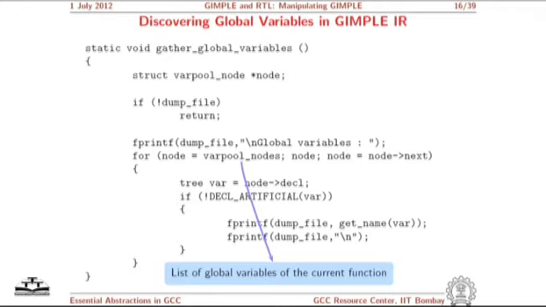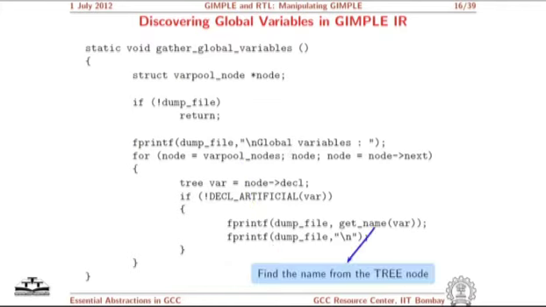So, I get the list of global variables, and I put a for loop, I get a node here, and I say go to the node next, and until I keep getting a non null pointer. At the end, this node arrow next will be null. So, the for loop will terminate, and then I once again exclude artificial variables, I once again get the name, and I print the global variables. Go to the next item in the list.